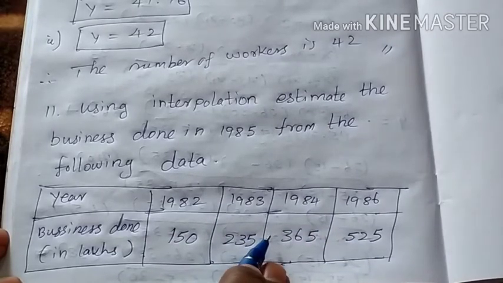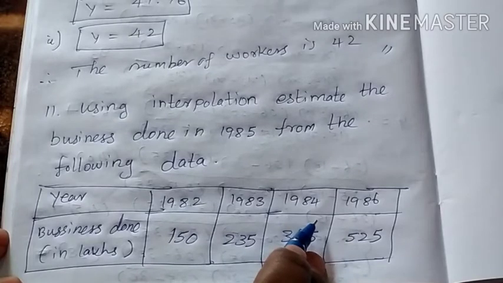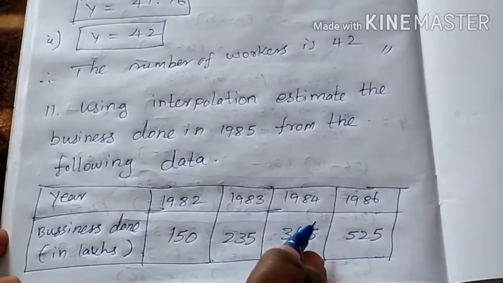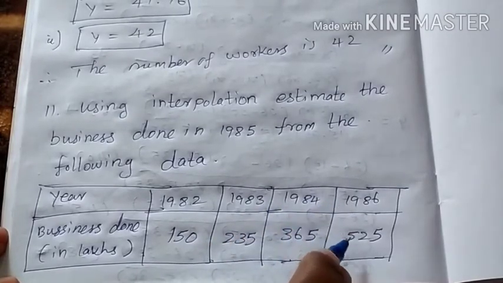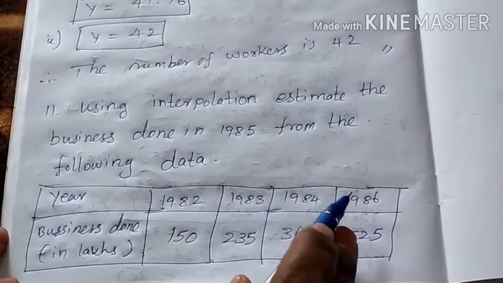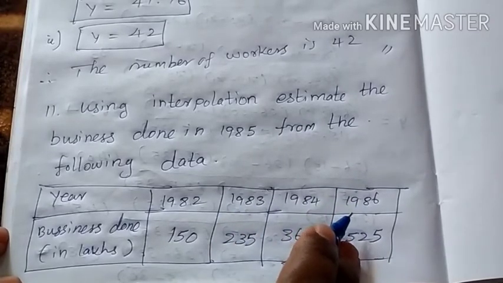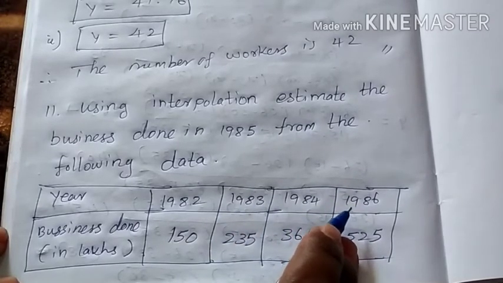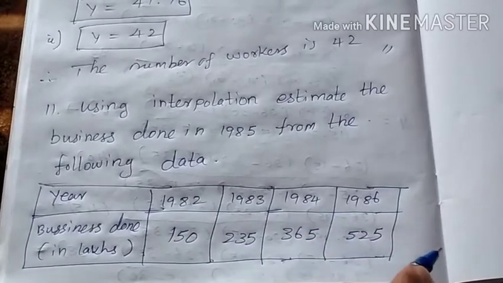Have you understood why I am using Lagrange's formula? Comparing the other sums to this sum, only the intervals change. If the intervals are unequal, we use Lagrange's interpolation formula. Have you understood?